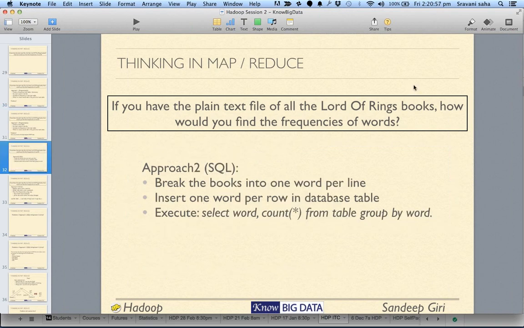Good. So the second approach which somebody gave us, okay, saying that you split this whole book, whole text, such that one word should be there in each row, and do the group by word. Okay. So you break the books into one word per line and insert that one word from each line into the database table. After that, you do a group by on this one. So should you get the results or not? Is this correct? Is this approach correct to you?